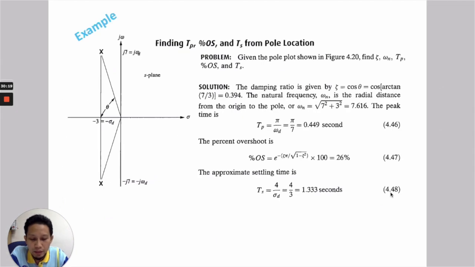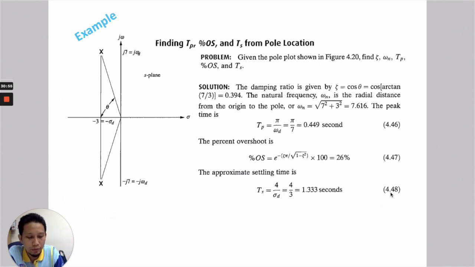And the next example is we need to find Tp, percentage overshoot and Ts from the pole location. This example is a little bit different from the previous example. Given that we have two poles here, located at -3 plus or minus j7, we can find the damping ratio. Remember, the damping ratio is given by cos theta.